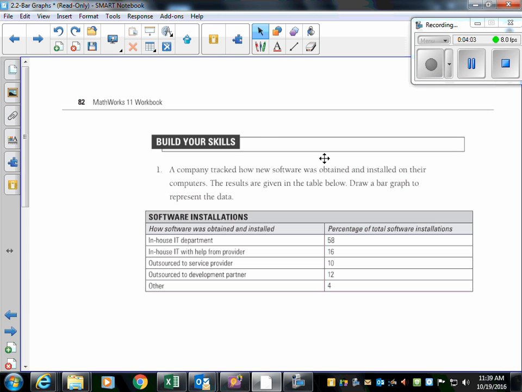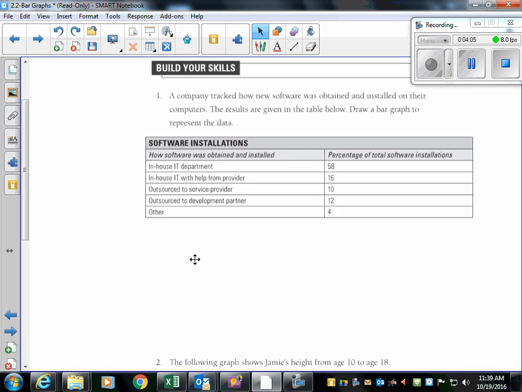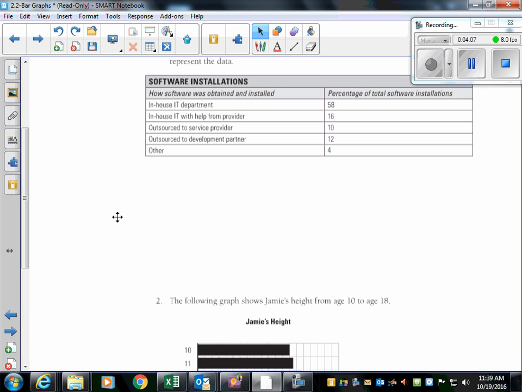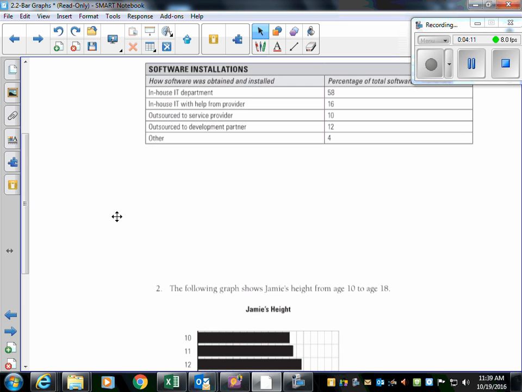Okay, so we're going to let you try this. We're going to have you do your build your skills. Use the charts or the graph paper if you need that you and Miss Martell got yesterday. All right, good luck.